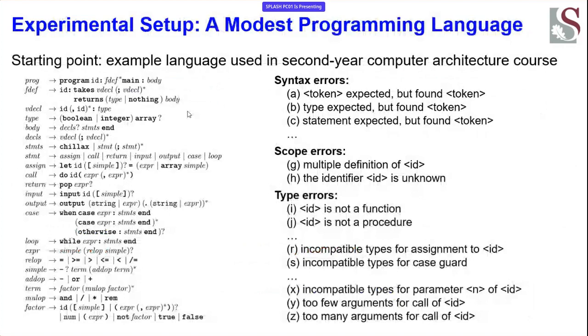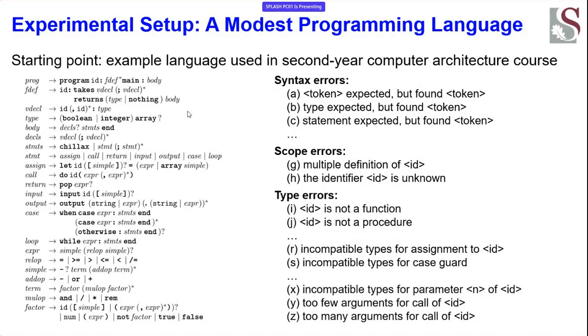We started with a small language called EMPL, or a modest programming language. On the left-hand side, you see the full grammar. So it's about 50 different non-terminal symbols, even fewer, about 90 rules, the same size as we've seen in the previous talk. On the right-hand side, you see the errors that are expected.